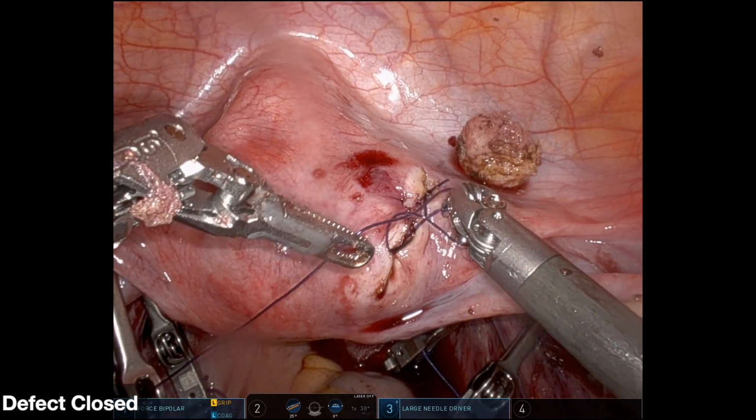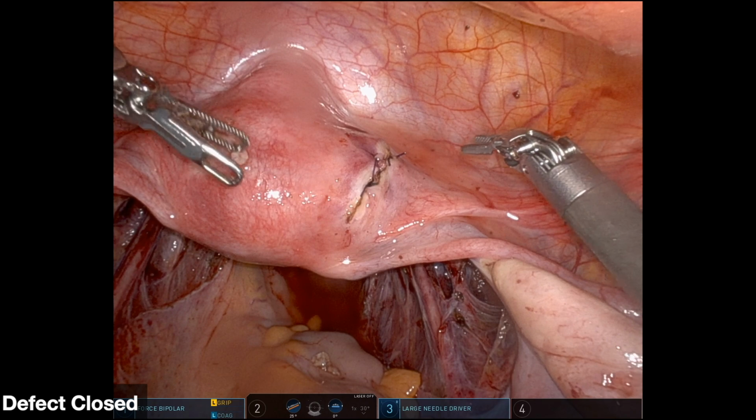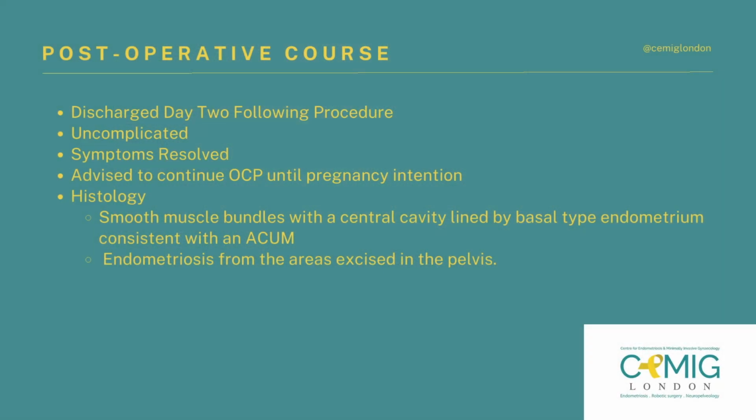Blood loss was minimal, post-op recovery was uneventful, and the patient's symptoms have entirely resolved. Histology showed smooth muscle bundles with a central cavity lined by basal type endometrium consistent with an ACUM, as well as endometriosis from the areas excised within the pelvis.